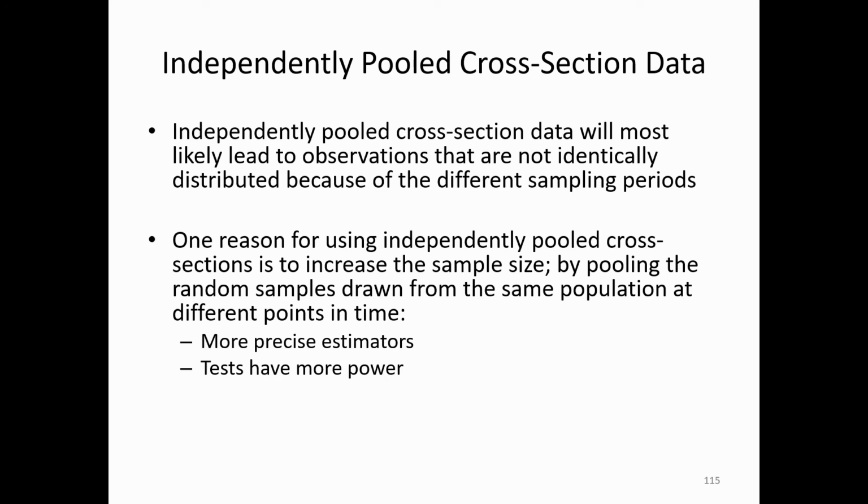Because the observations are not collected in the same period, the data will most likely be not identically distributed. This is because the characteristics of the population may change through time, especially for an economic dataset. But the advantage of having a pooled cross-section is to increase the sample size. By pooling or combining the random samples drawn from the same population at different time periods, we get more precise estimators, and statistical tests will have more power.